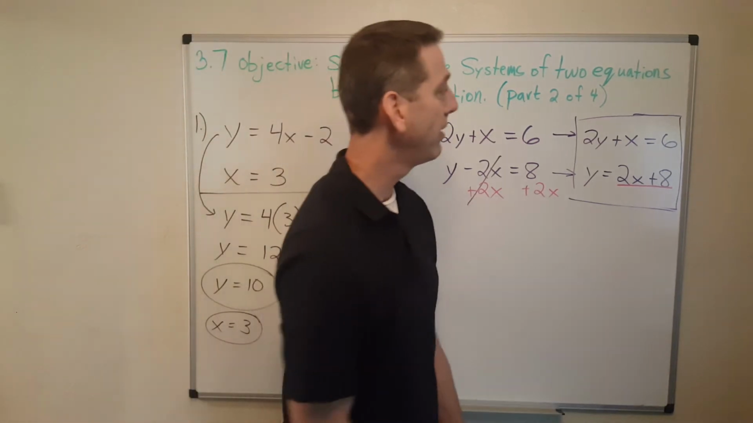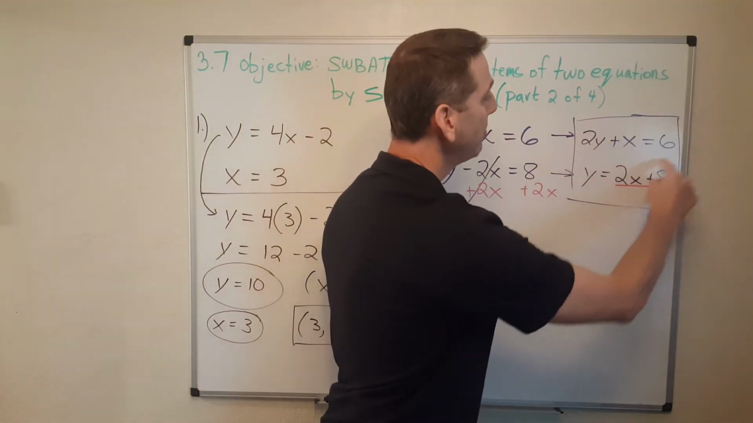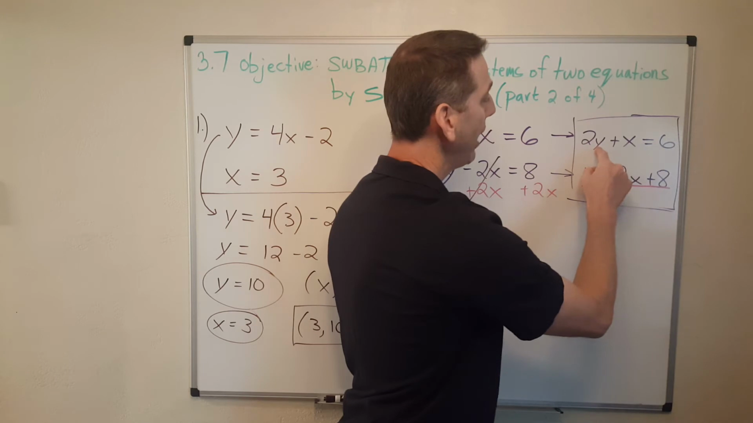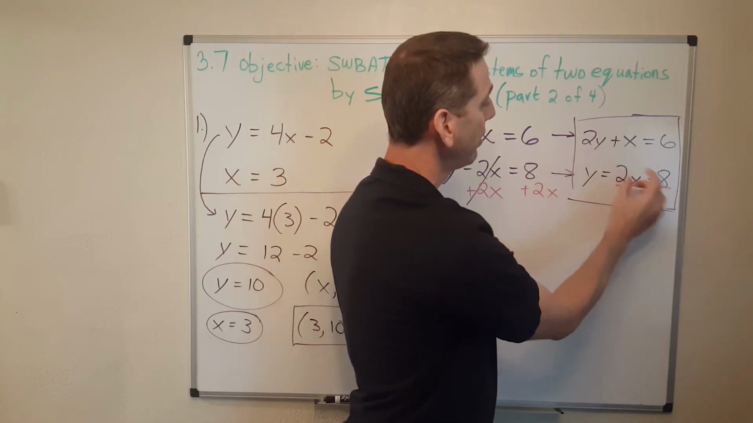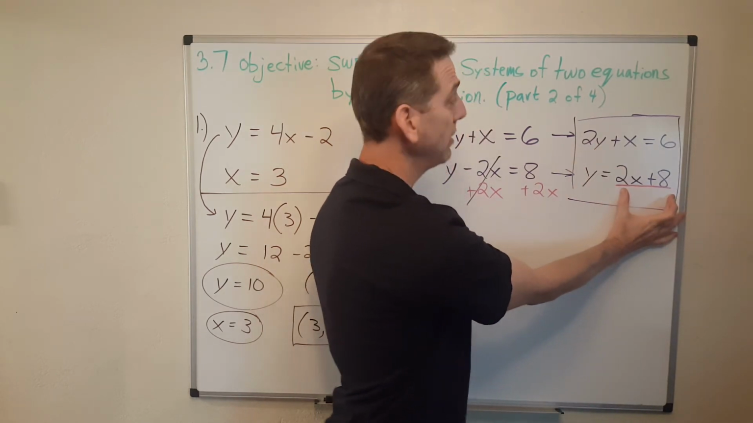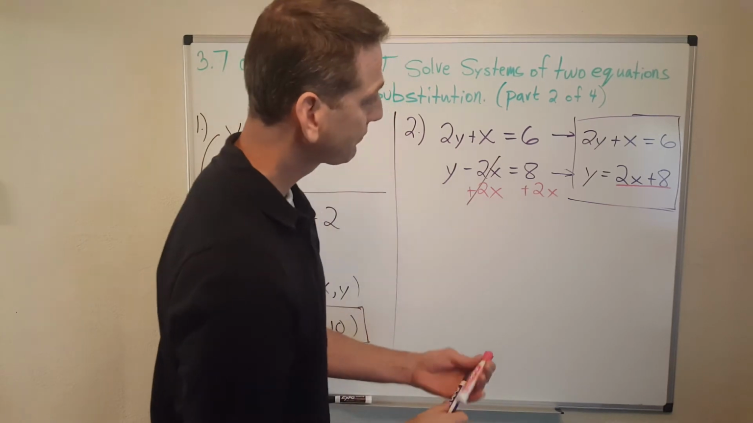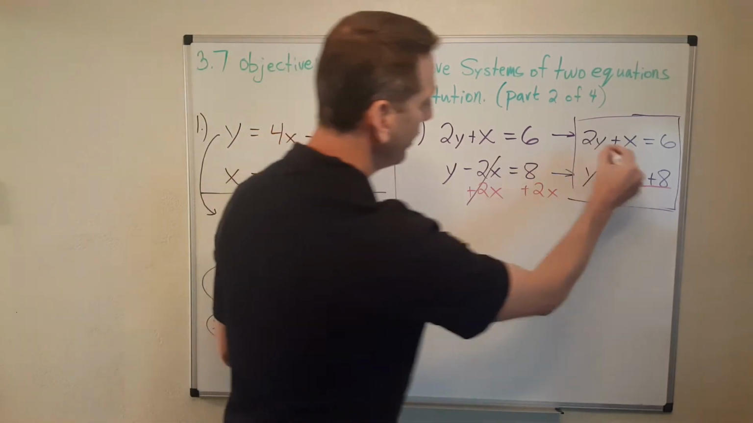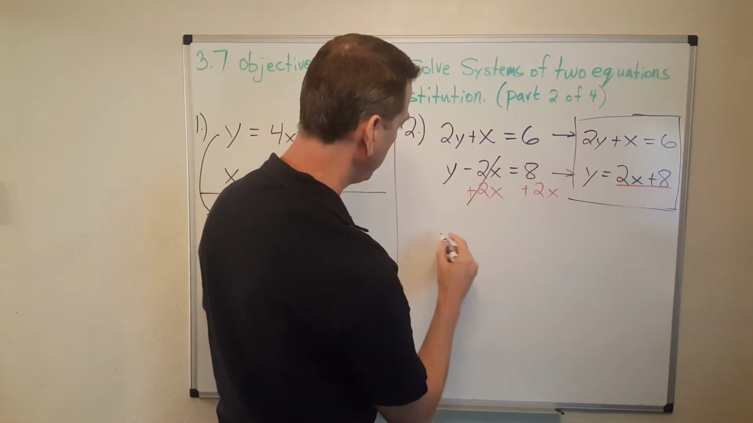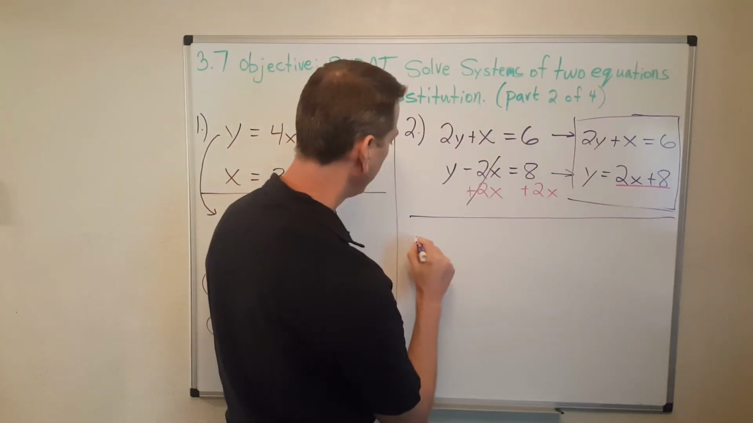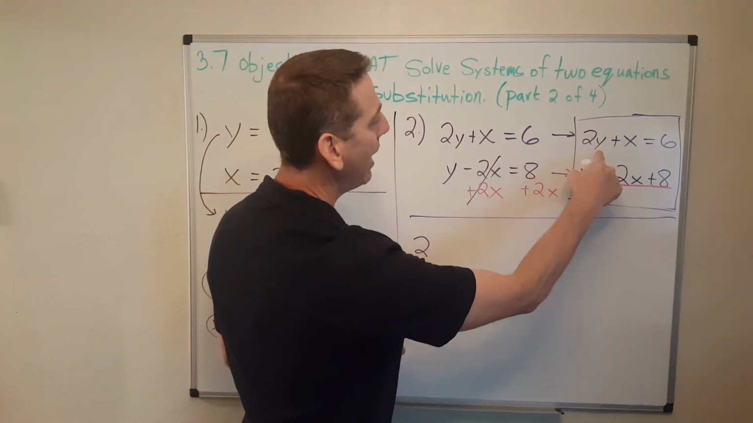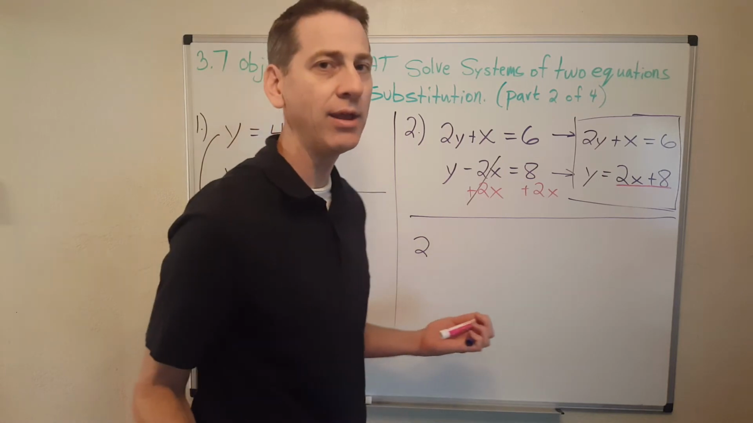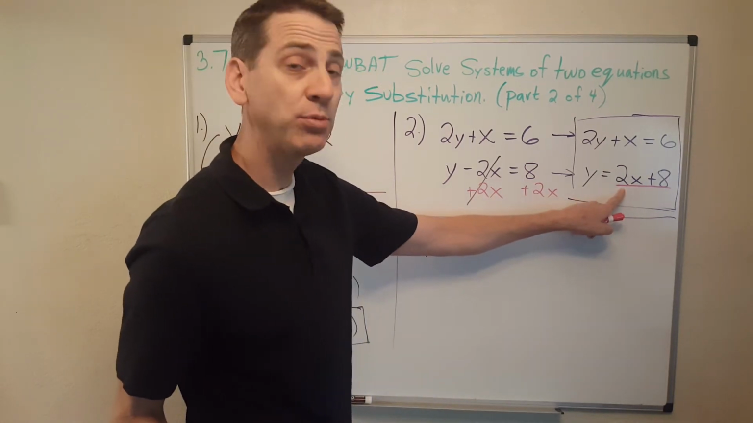Okay, so let's do that. Everywhere I see a y up here, that y right there, I'm gonna replace it with 2x plus 8. All right, let's try that. So I'm gonna bring it back over here. So I got 2y. That's 2 times y. Well, what's y? Well, y is 2x plus 8.